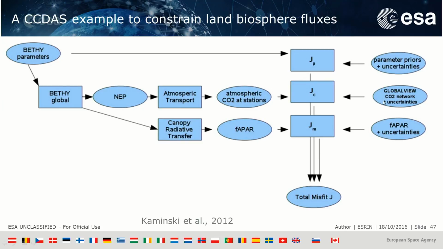So as opposed to optimizing the fluxes directly, you're saying, how do we tune these values to best match what we're seeing in the atmosphere? And this could be done with just carbon dioxide measurements, but in this case, it's done with carbon dioxide and FAPAR. And so this gives you a cost function that's made up of both your parameter priors and uncertainties, your carbon dioxide measurements. This is your prior constraint, your observational constraint from CO2, and your observational constraint from FAPAR.